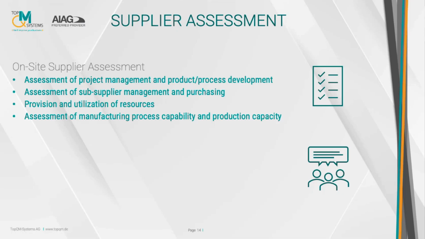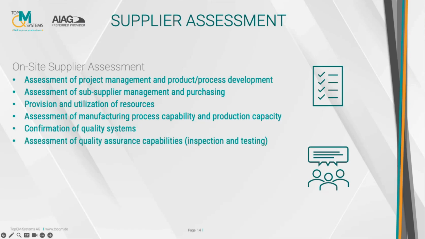Other issues, obviously, are assessing his manufacturing capability and production capacity. Those are issues that I would like to assess during my on-site audit, perhaps also confirming the quality systems that he has in place, and assessing quality assurance capabilities. So what kind of inspection and testing equipment does he have available? What kind of facilities? What is he familiar with? How does he actually carry out these things to ensure that I will hopefully at some stage, if there is a contract, receive what I expect from him?